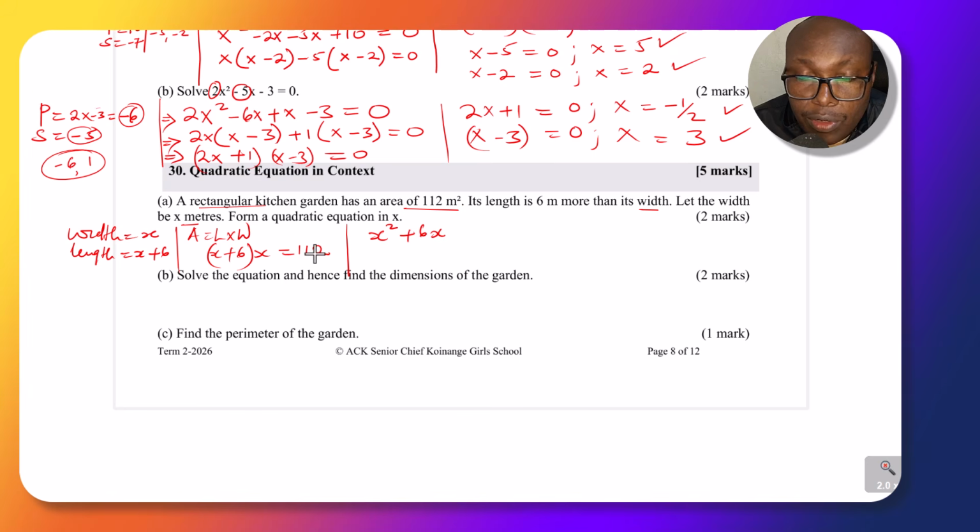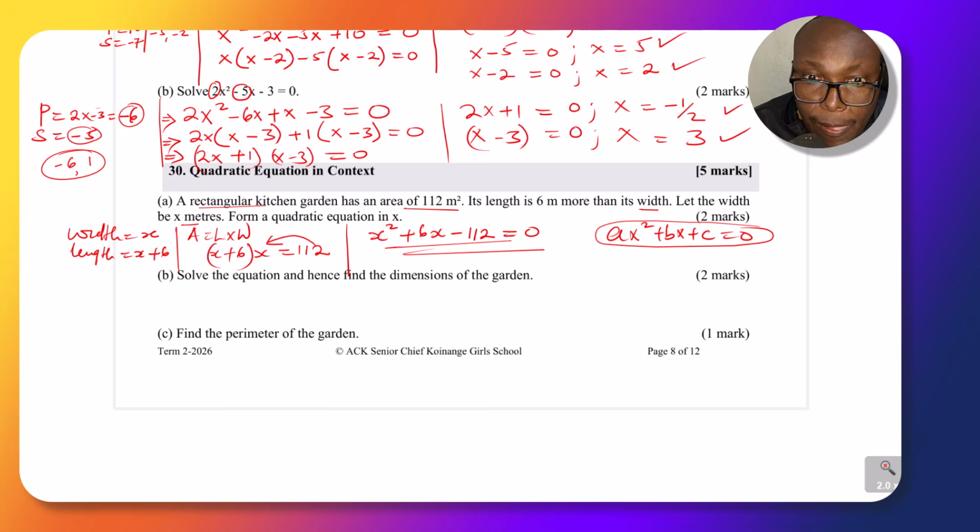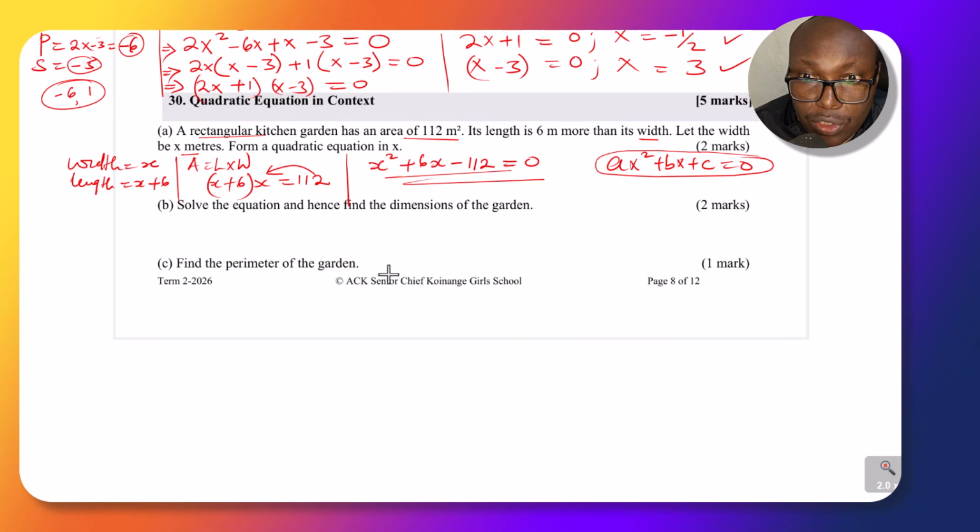And then when you subtract 112 from both sides, you'll get minus 112 is equals to 0. So you just taken this one to the other side by subtracting 112 from both sides, because a quadratic equation has to be in this form: ax squared plus bx plus c is equals to 0. This is a standard quadratic equation. So that is how it should be. Then you're supposed to solve that equation and hence find the dimensions of the garden.